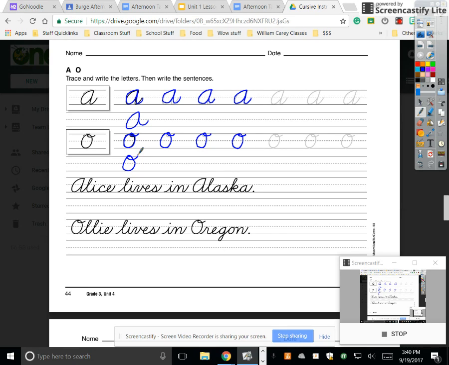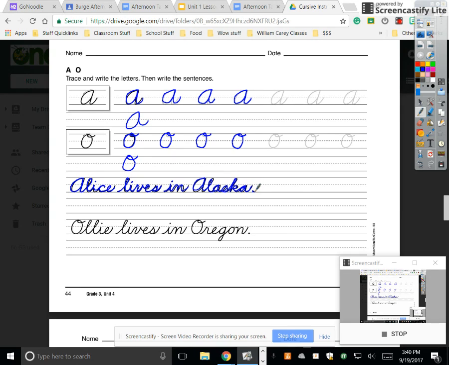Alright, so keeping with capital letters, we start with the next one. Alice lives in Alaska. So you would trace that whole thing first. Please trace it first. Remember, we talked about muscle memory. A, L, I, C, E. Then you put your dot. Lives, L, I, V, E, lives in, Alaska. A, L, A, S, K, A, Alaska, and the period.